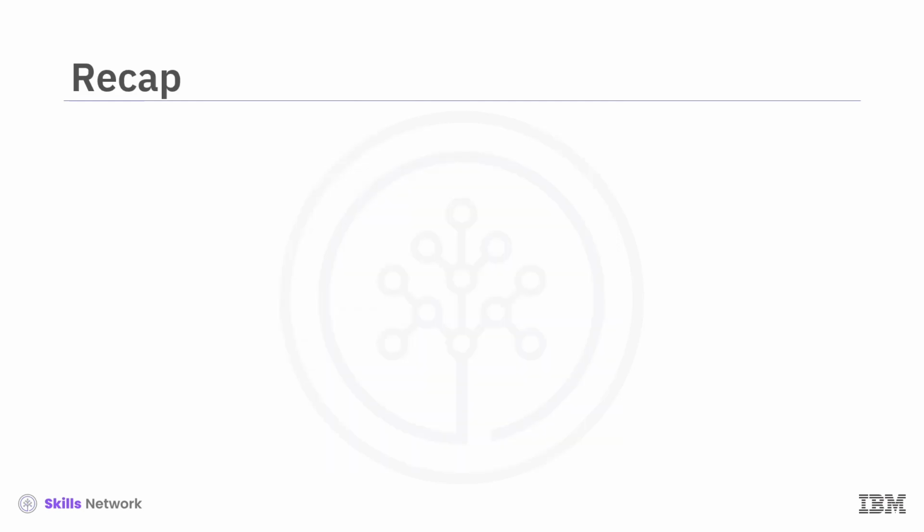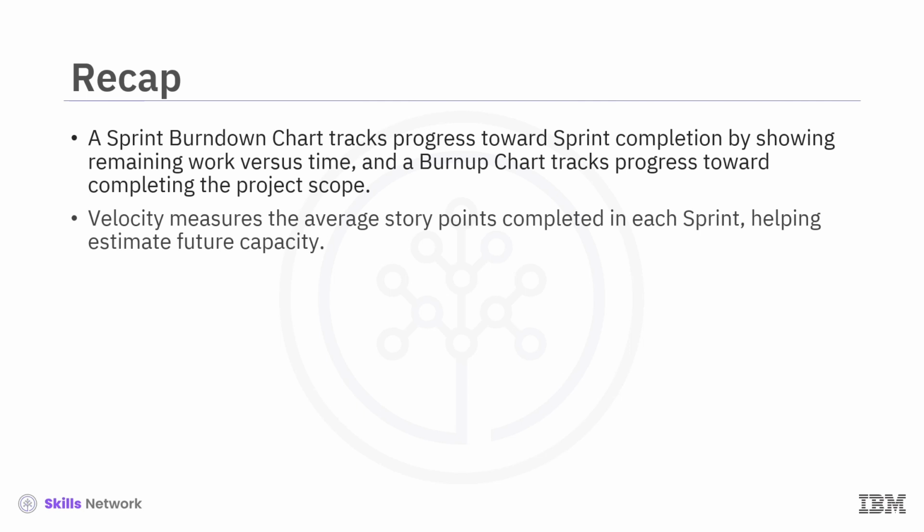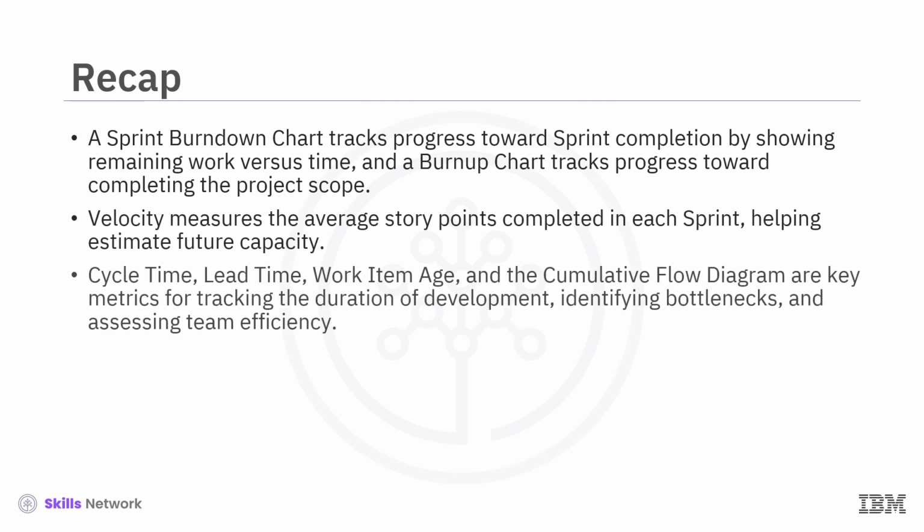In this video, you learned that a sprint burndown chart tracks team progress towards sprint completion by showing remaining work versus time, and a burn-up chart tracks progress toward completing the entire project scope using story points in time. Velocity measures the average story points completed in each sprint, helping product owners estimate future capacity. Cycle time, lead time, work item age, and the cumulative flow diagram are key metrics product owners use for tracking the duration of development from customer request to completion, identifying bottlenecks, and assessing team efficiency.